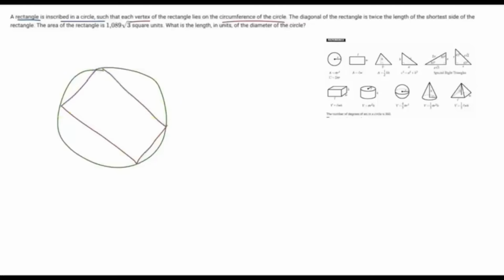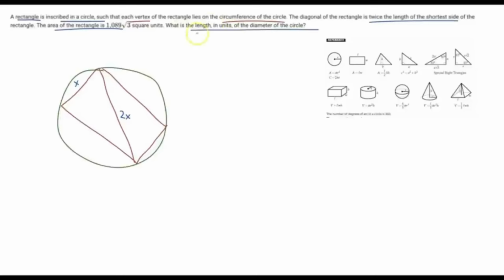And then the corners of that rectangle are going to be on the circumference, or the outside of that circle. So there's our drawing. It says the diagonal of the rectangle is twice the length of the shortest side of the rectangle. All right, let's draw that in. So the diagonal, which is going to look like this, going across from one corner to the other, is going to be twice the length of the shortest side of the rectangle. So this right here is our shortest side, and let's call that x. And it's twice the length, so we can call this 2x. The area of the rectangle is 1089 times square root 3 square units. What is the length in units of the diameter of the circle?